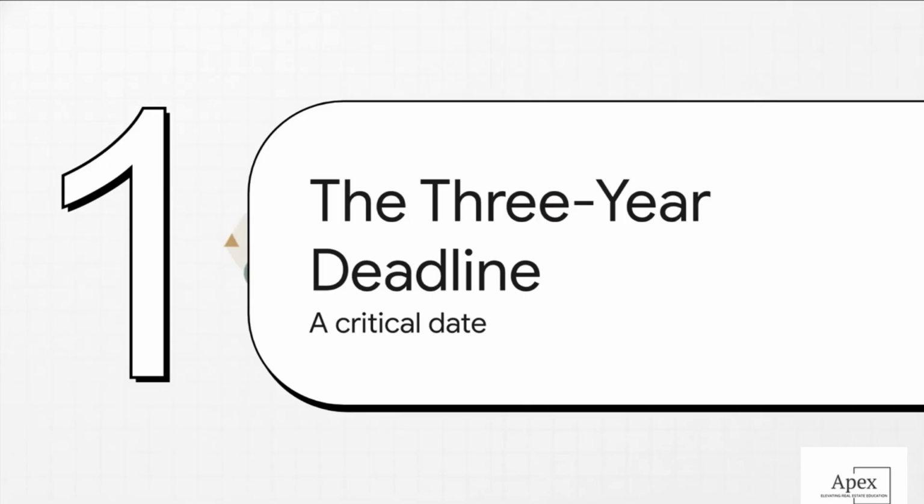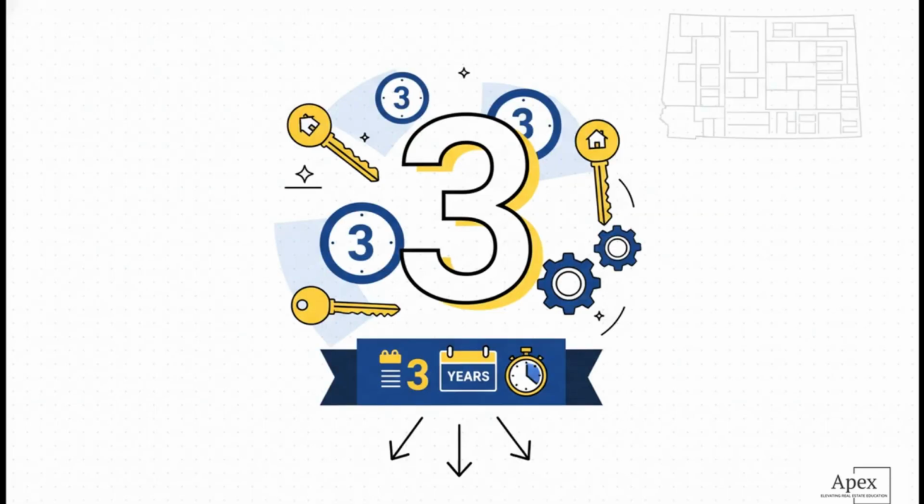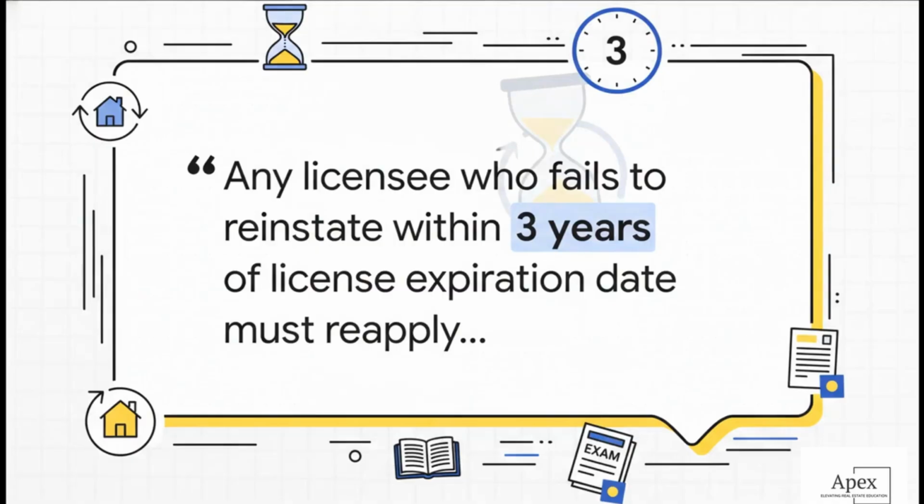Now, before we even talk about step 2, there's a huge deadline we need to put on your radar. When it comes to reinstatement, a clock starts ticking the second your license expires. And trust me, this is a deadline you really, really don't want to miss. This is the magic number, 3. You get exactly 3 years from the date your license expired to file for reinstatement. Not a day longer. This is a hard and fast deadline set by the DRE.